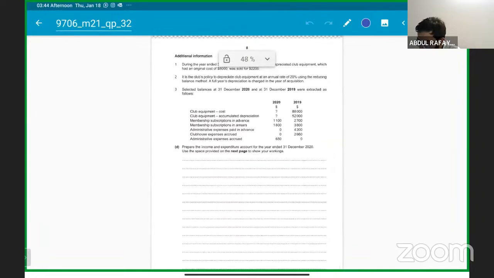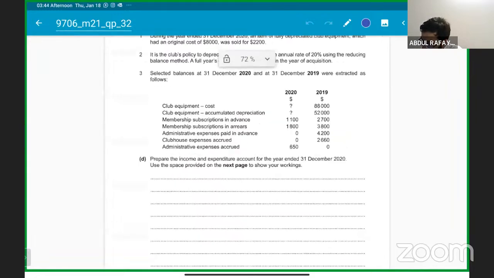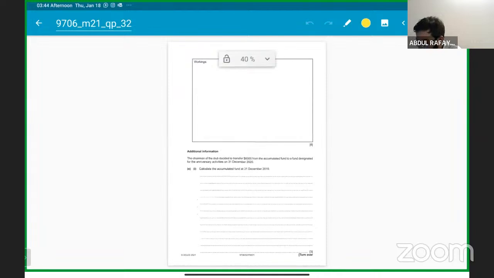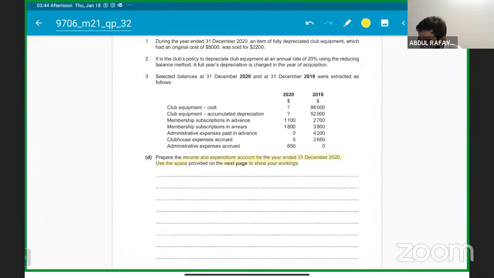Okay, next we come back and now we have to do what? Next, we have to take into account the adjustments and use the space provided on the next page to show your workings. We have to make the income and expenditure account for the year ended 31st December 2022. Everyone with me? Following, guys, clear? Understanding this?